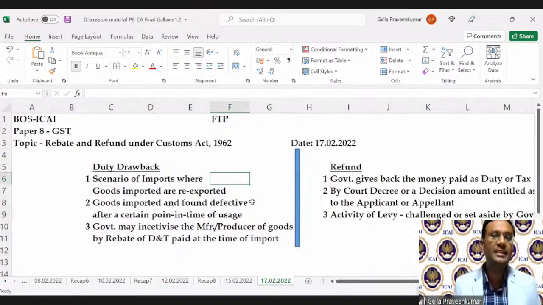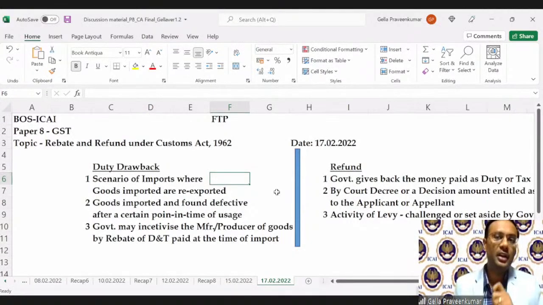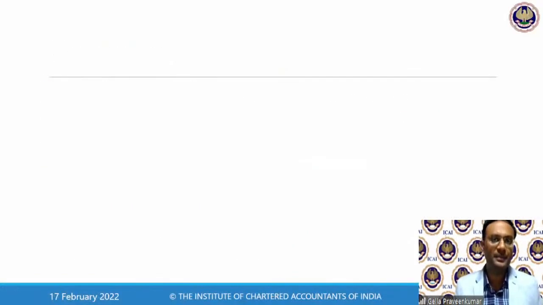Now, in both the cases, what is happening? The person who has paid the tax is getting back that particular tax. In both the cases, the situation is different and the transaction is different. But in both the cases, a person who has paid that particular tax or duty is getting back that element of tax or duty. Now, this is the broad coverage for today's discussion under refund and the topic called duty drawback.